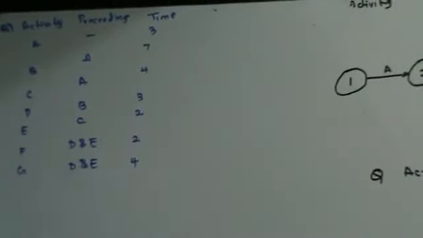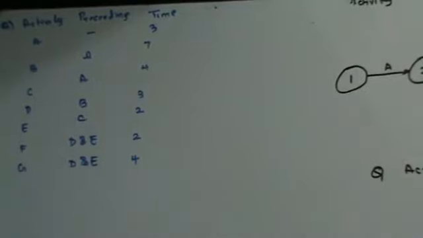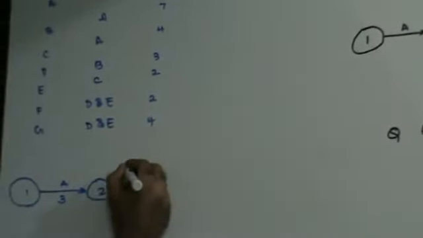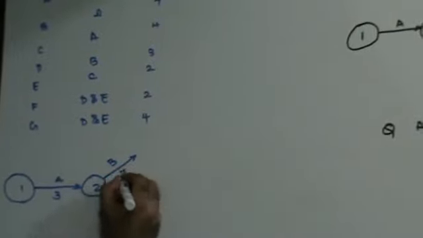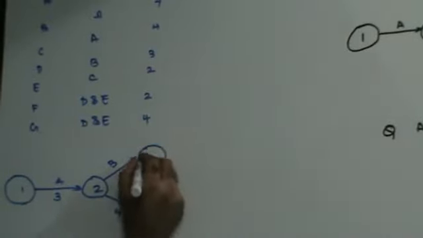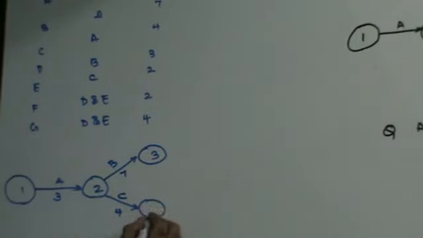Right? Let's see this. I have event 1, activity A, which is for 3 days, gives rise to event 2. Right? After A, I have B, which is for 7 days. After A, I have C, which is of 4 days. Right? So this is going to be 3 and 4. Fine, do we get this thing here?